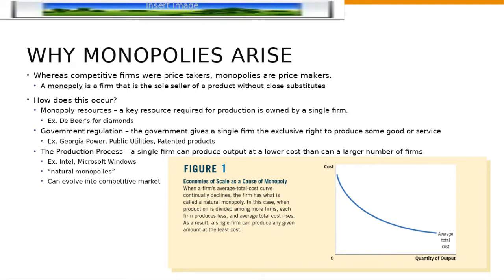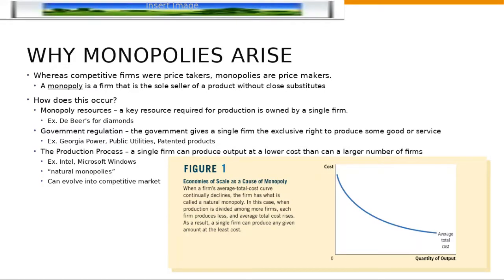This is actually a really interesting marketplace, because a monopoly is a marketplace in which a single firm is the sole producer and the sole seller of a good. Basically, the monopolist controls the entire marketplace. Because of this, whereas competitors are price takers, monopolies are price makers. What that means is the monopolist can determine their prices.